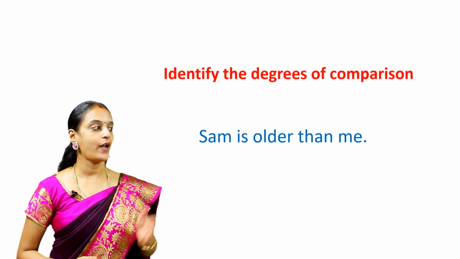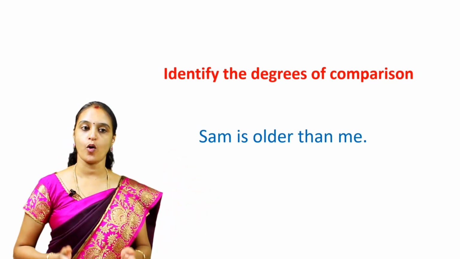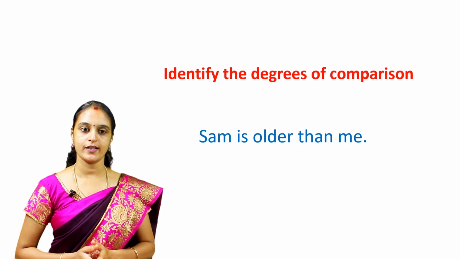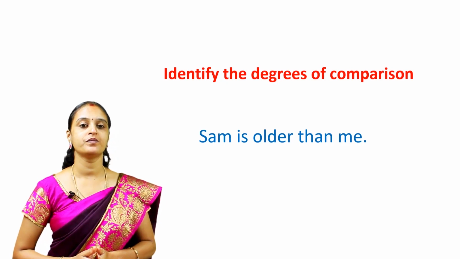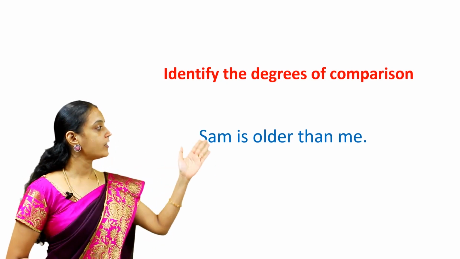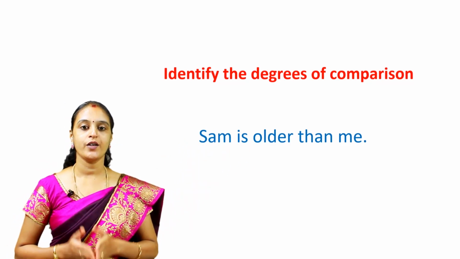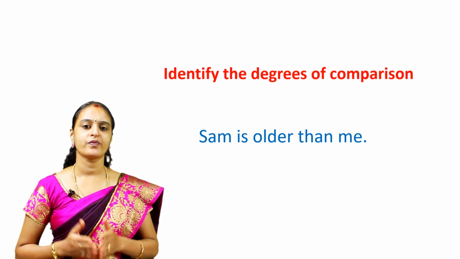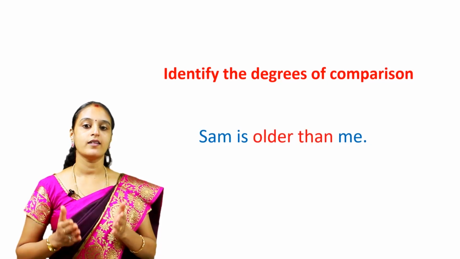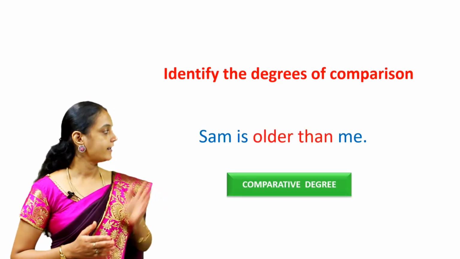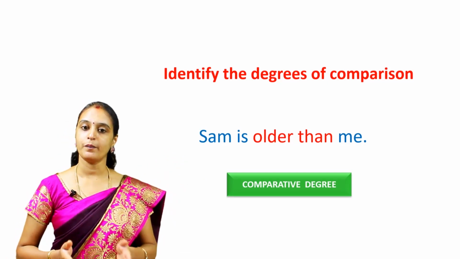Students, identify whether these sentences are in the positive, comparative or superlative degree. Are you ready? Sam is older than me. Can you guess in which degree is the sentence? Yes, older than denotes a comparative degree. Therefore, this sentence is in the comparative degree.